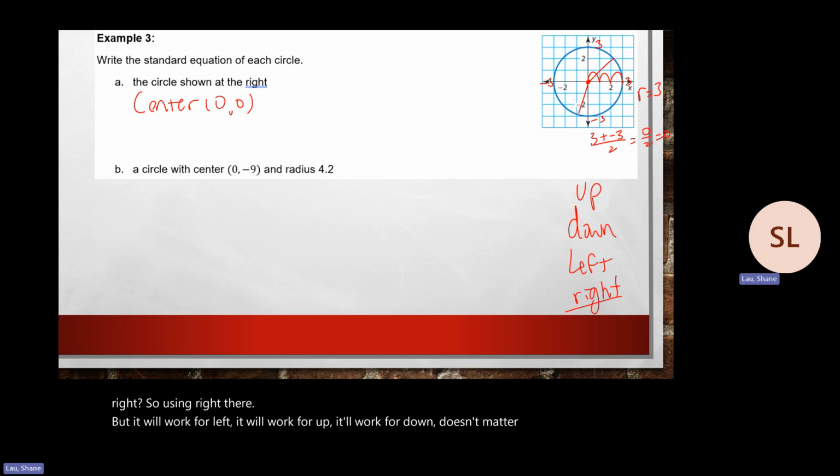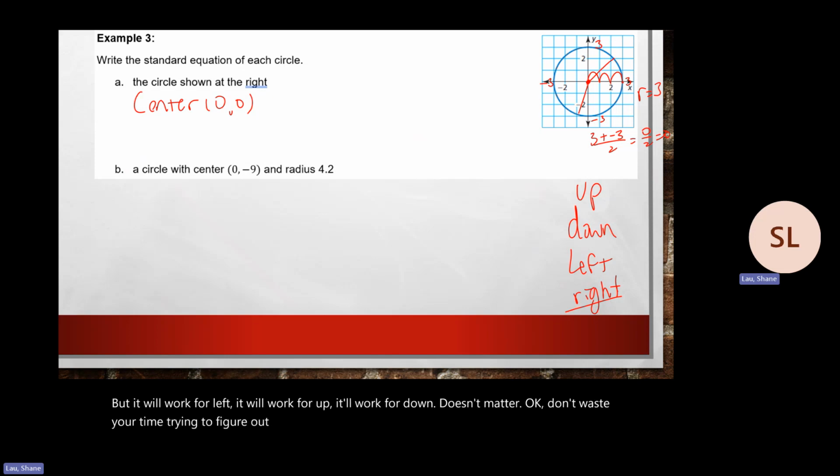Don't waste your time trying to figure out the distance formula or anything like that. It's much easier to go up, down, left, or right. Don't waste your time at it. But I have my center, I have my radius.